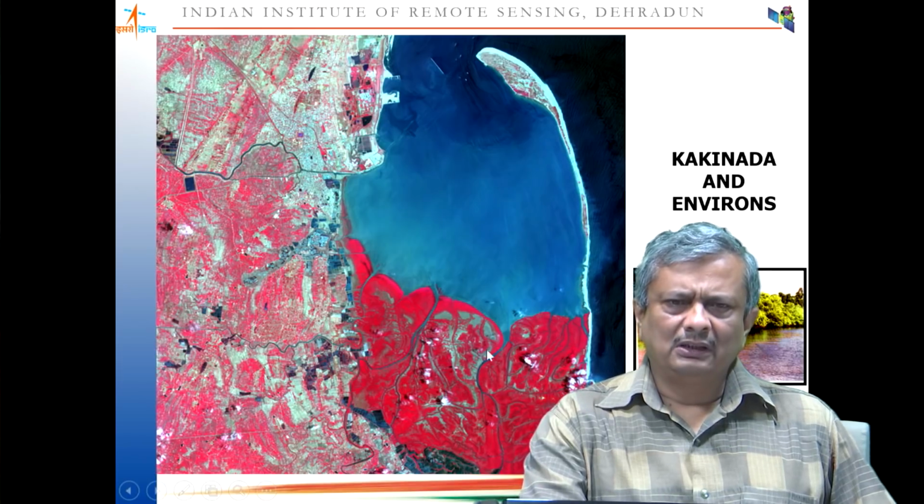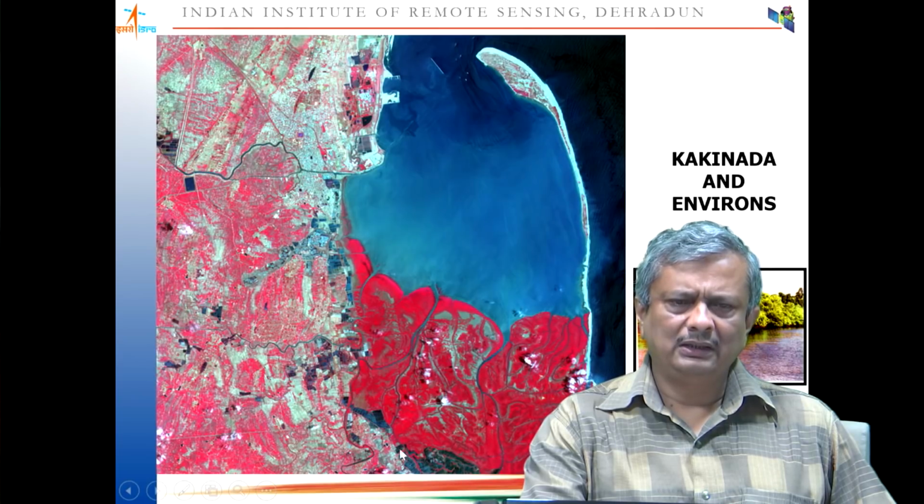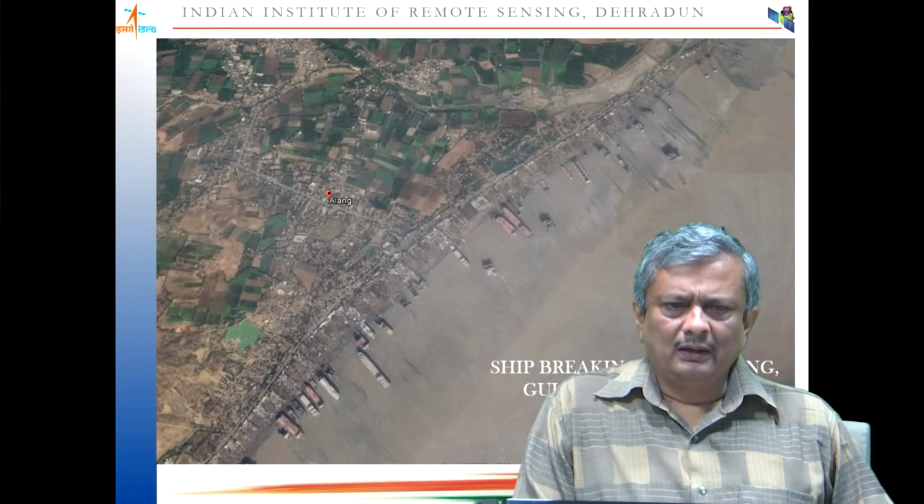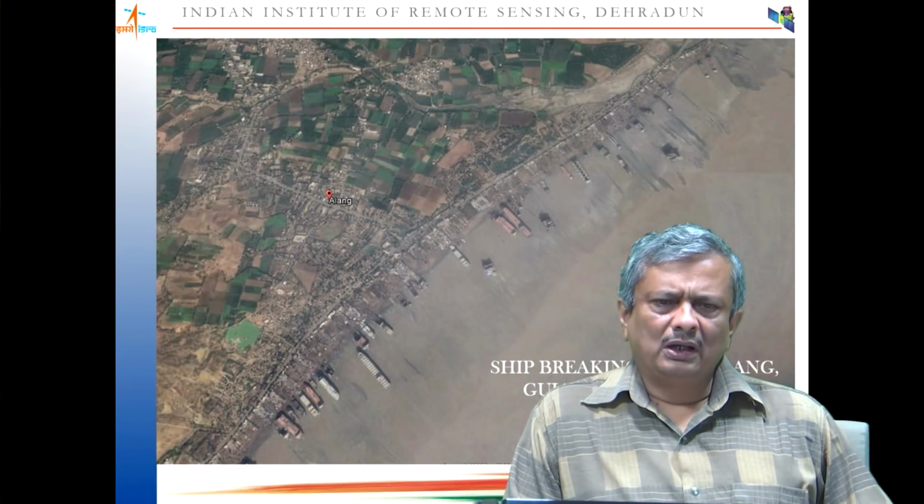So this is the bigger satellite data. You can see your Kakinada spit, and here is the area I showed you in the earlier image. This is the Coringa mangrove, the red color, and here all the mangrove has been cut for the aquaculture farms, which is very unfortunate.